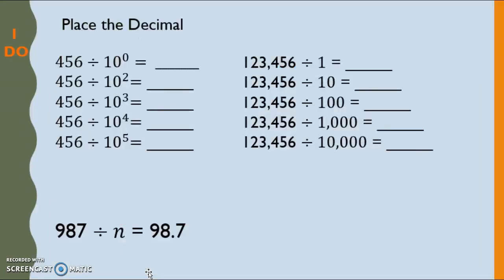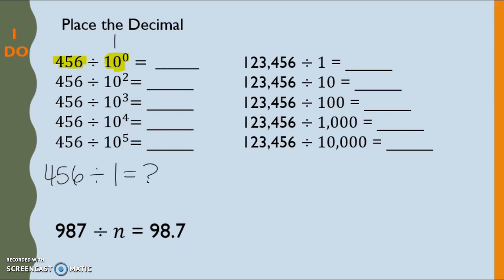Now you're probably thinking, oh man, I know how to multiply using powers of 10, but I'm not so sure how to divide using powers of 10. Well, guess what? We can use what we've learned about the order or the inverse operations to help us. So if we see that we have 456 divided by 10 to the 0 power, let's use what we already know. Well, 10 to the 0 power is 1. So I actually have 456 divided by 1 equals some unknown number.